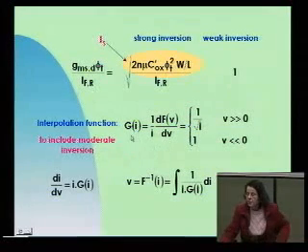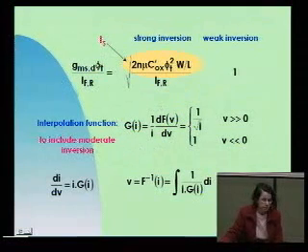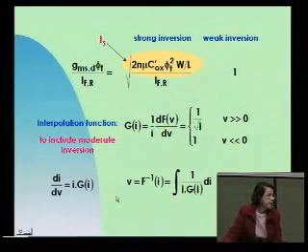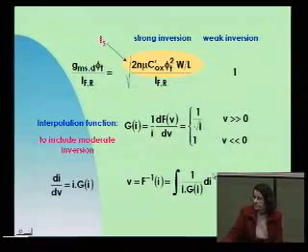Now, if I have an interpolation function that applies to this ratio, I can easily find an interpolation function for the relationship between voltage and current by integrating it. Okay? Questions?